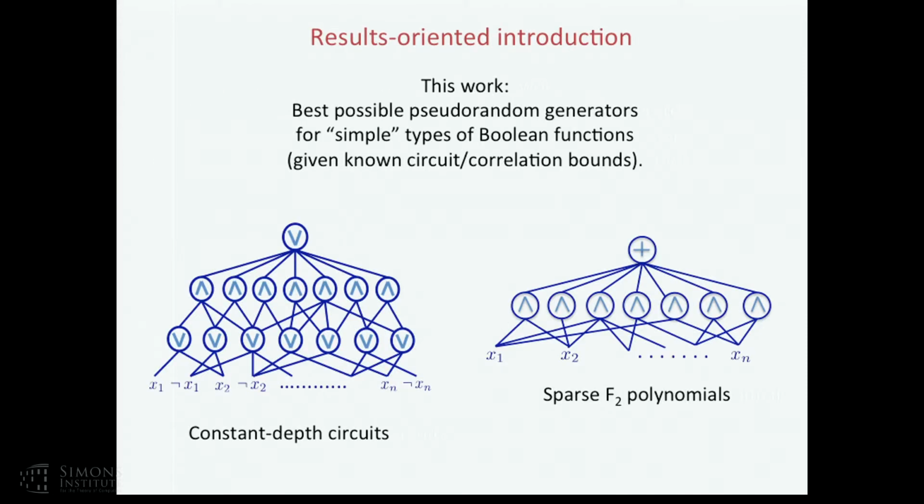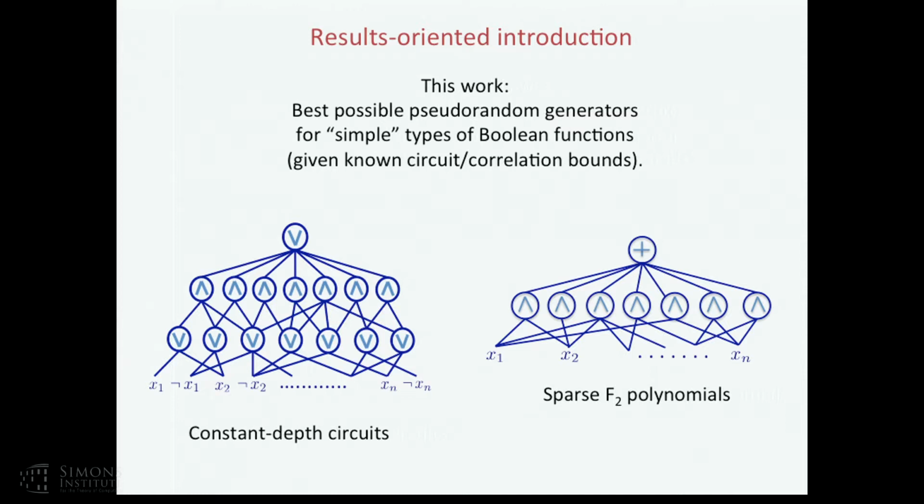Okay? So I couldn't decide between two introductions. One was sort of oriented around results, and one was oriented around techniques. I decided I'd give you both introductions, and if there's any time left, we'll see what happens. So the results-oriented introduction, if you want to sort of put this work in a nutshell or a bumper sticker, we give essentially the best possible PRGs for two well-studied classes of Boolean functions. The best possible in the sense that improving our results would require getting better circuit lower bounds or correlation bounds.